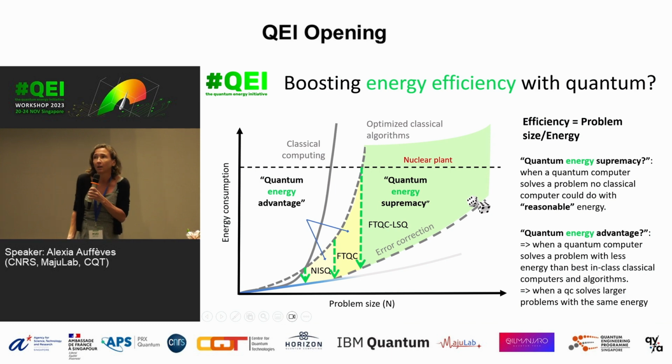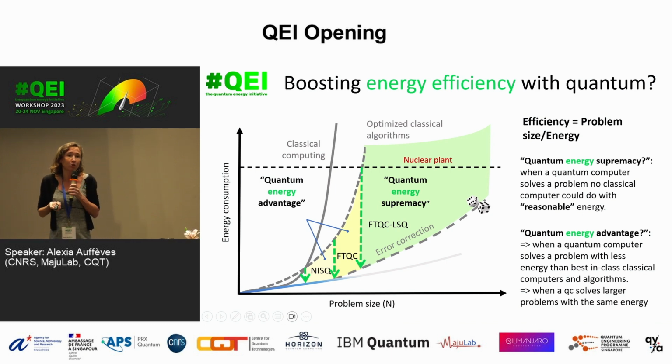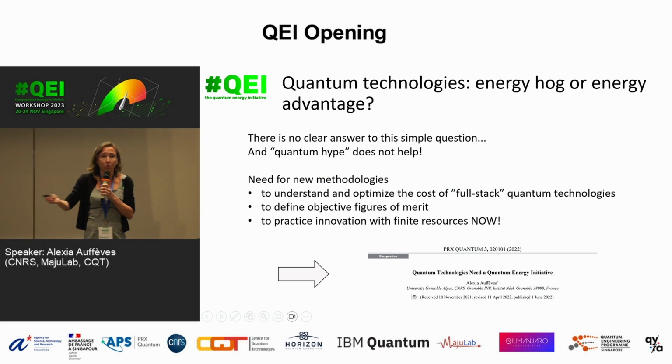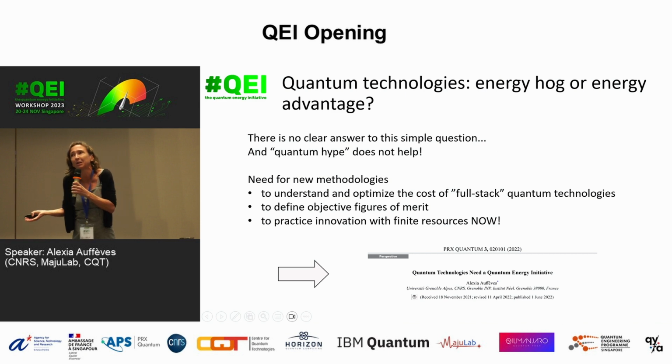Can we do that? The fact is that right now, this is not a topic that has been properly studied by the community. And actually, if you ask the question in any conference, do you think there will be an energy advantage to quantum computing? Or do you think that the quantum computer will need like 10 nuclear plants to do its job? You will find basically 50% of the people for, 50% of the people against. So there is no clear answer to this question.